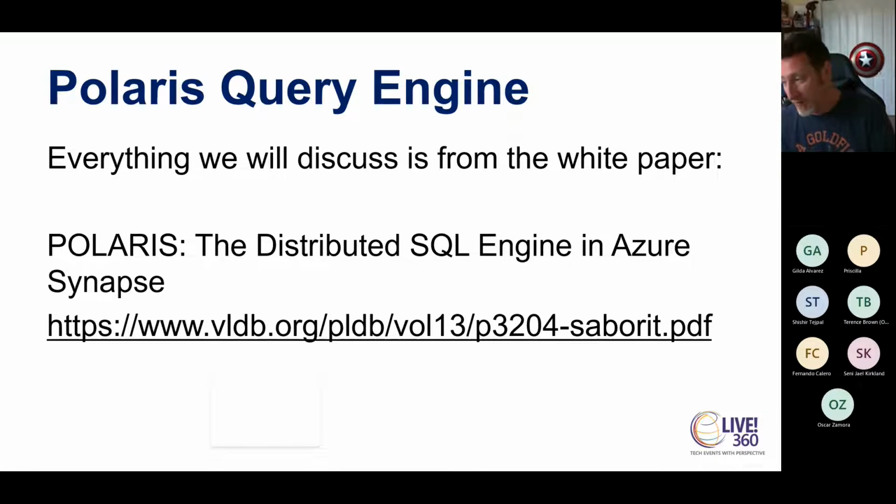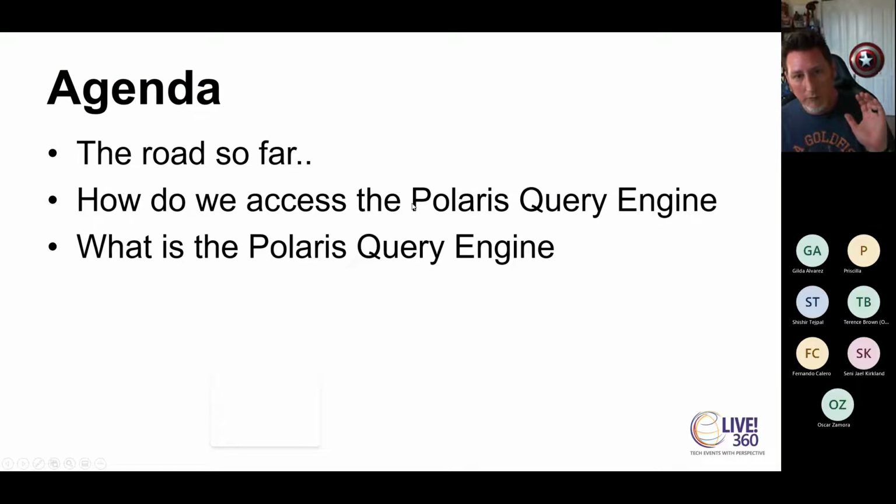If you Google or Bing, that's fine, right? If you search for the Polaris distributed SQL engine white paper, there's multiple places where this is listed. So I apologize. Perhaps I need to update this, but vldb.org was where this has been hosted for the longest time.